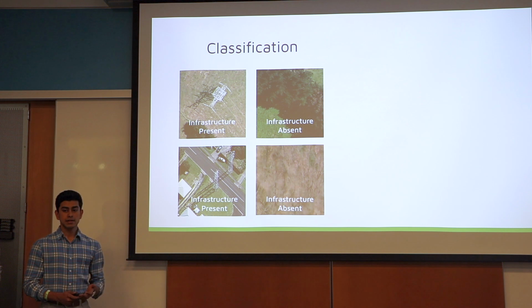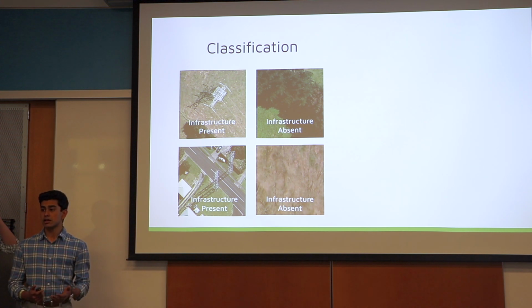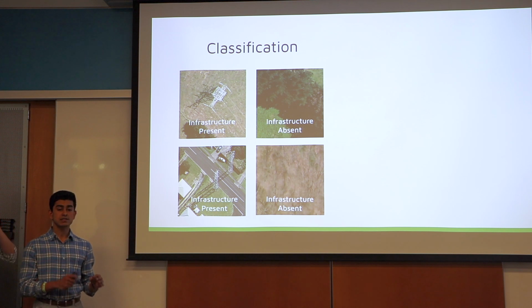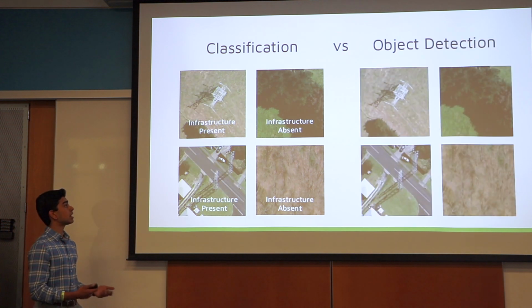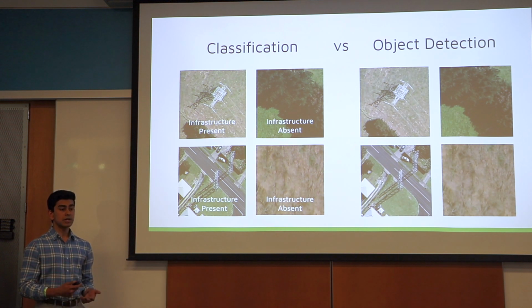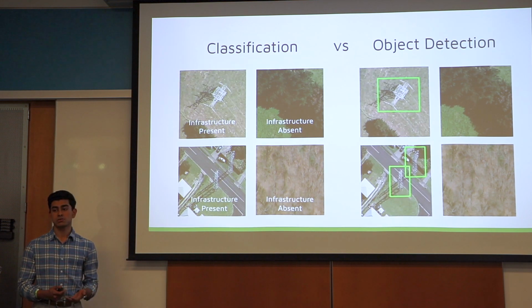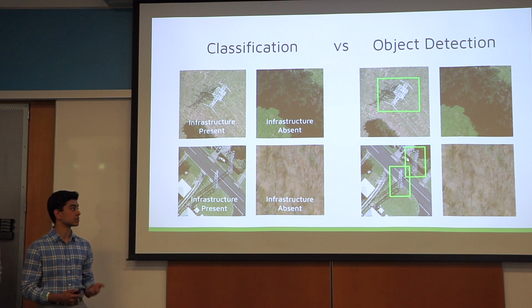But this isn't enough for us to be able to generate a full-blown map of energy infrastructure. For us to be able to do that, we need to know precisely where in the image a piece of infrastructure might lie. And for that, we need object detection. And so if we take the same 4 pieces of imagery, we can actually use an object detection model, which is what we used in our project this semester, to actually draw bounding boxes around where it sees different types of infrastructure in the image.